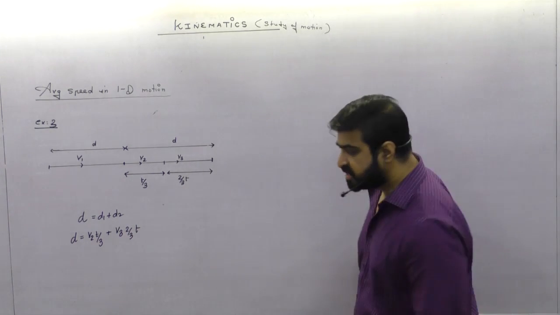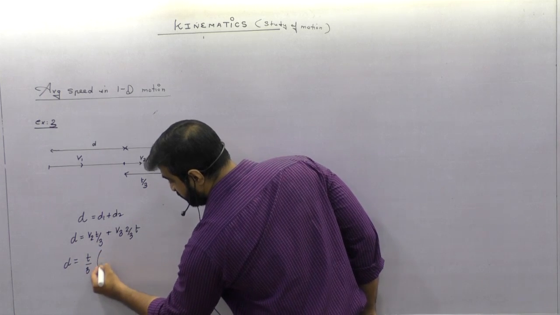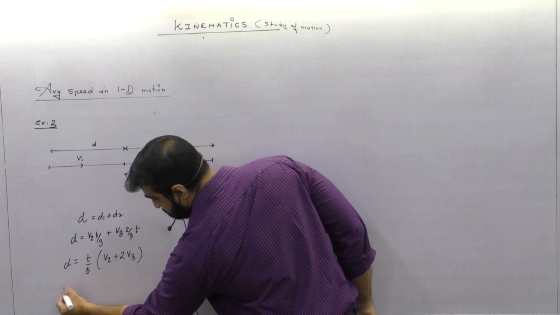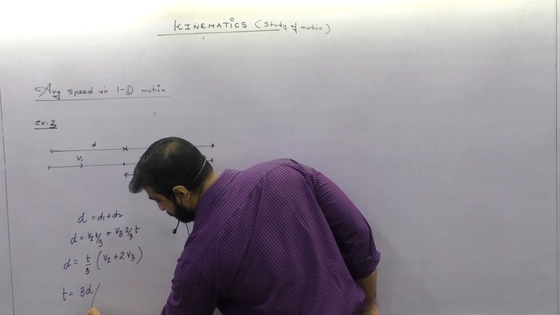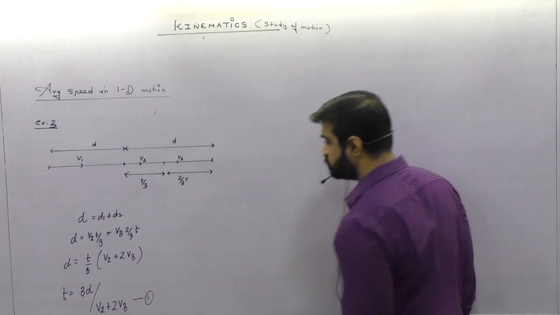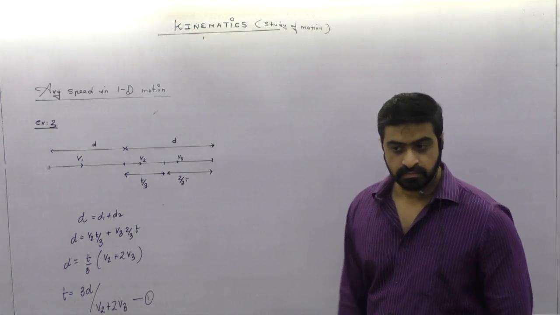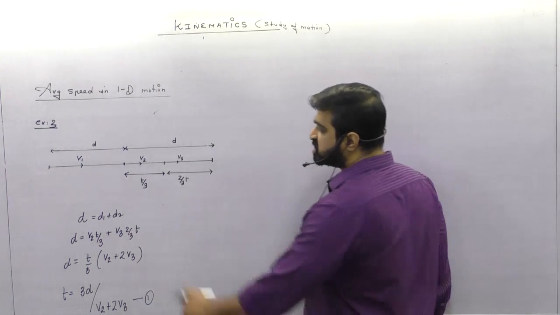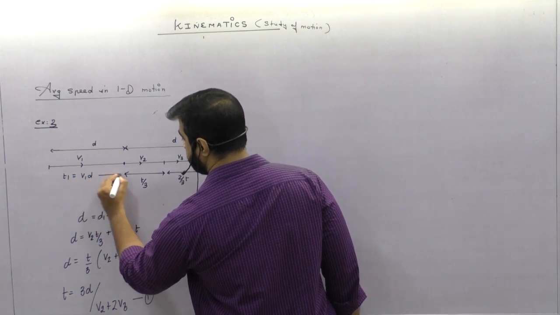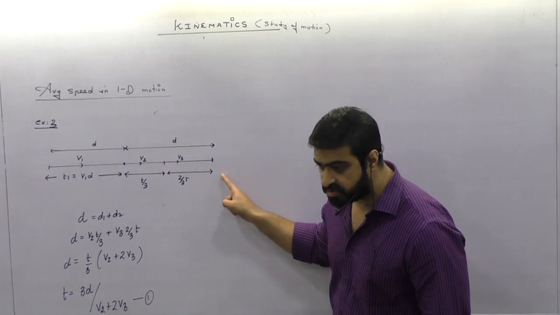Are you understanding? Can I take t by 3 common? It will be v2 plus 2v3. So t will become 3d upon v2 plus 2v3. Equation 1. This you got, t, total t. But do I know this time? Can I take this time as t1? It will be d by v1. And this time is t only, t by 3 plus 2t by 3 is t.